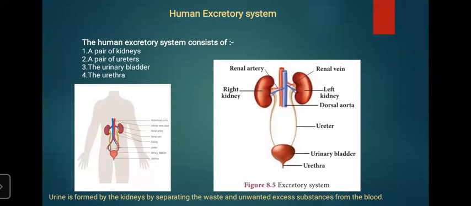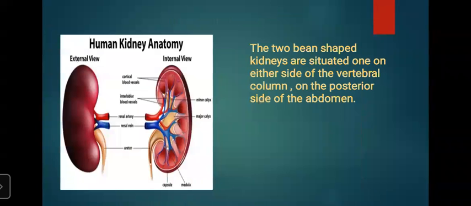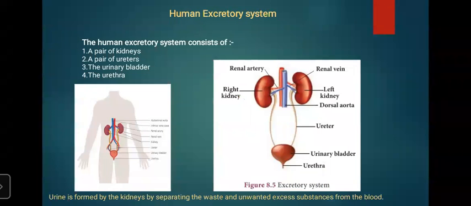The two bean-shaped kidneys are situated on either side of the vertebral column, on the posterior side of the abdomen. The functional unit of the kidney that performs the basic function of filtration is called the nephron. It is the basic unit of a kidney, which is known as the nephron. Each nephron has a cup-like, thin-walled upper part called Bowman's capsule. The network of capillaries in it is called the glomerulus.